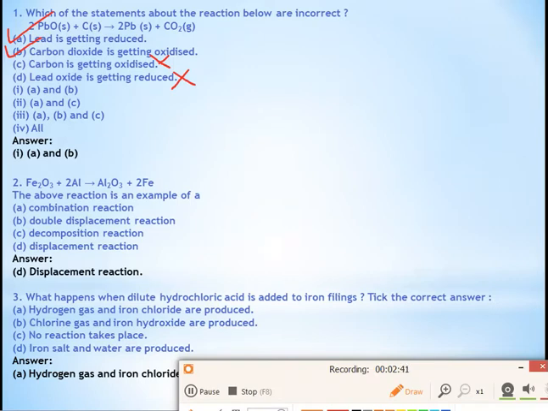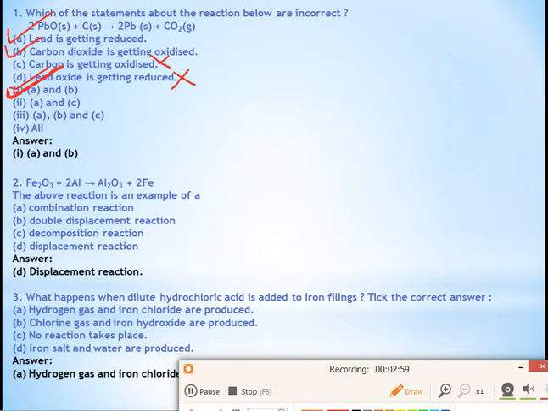A and B both are correct. Yes, this is the correct answer. A and C are correct. No. A, B, C are correct. No. All are correct. No. So option number 1 is the correct one, because in that we can see that both options A and B are correct. Lead is getting reduced and carbon dioxide is getting oxidized. So that is our answer.